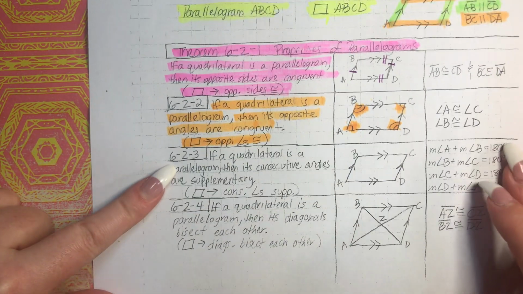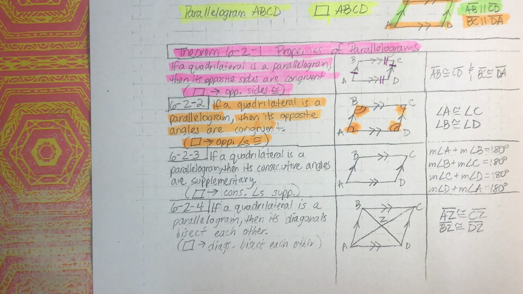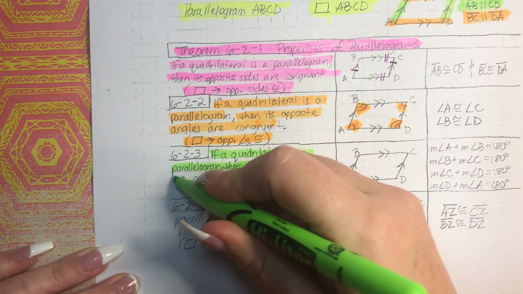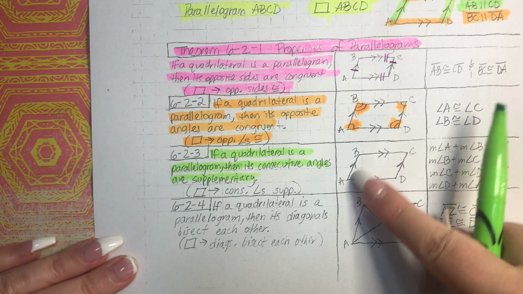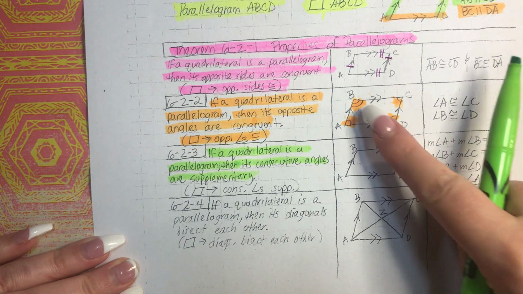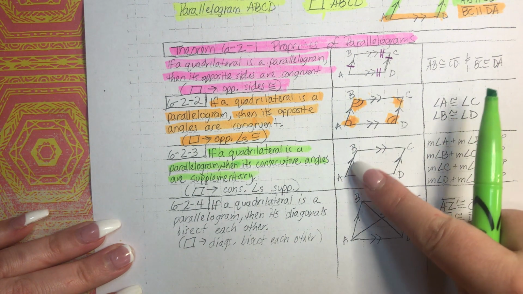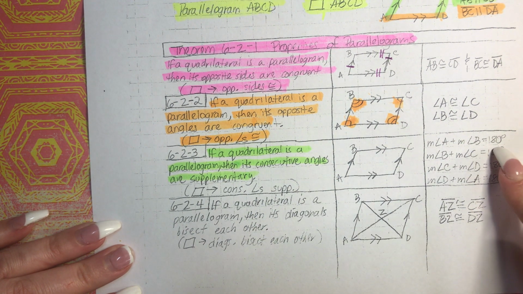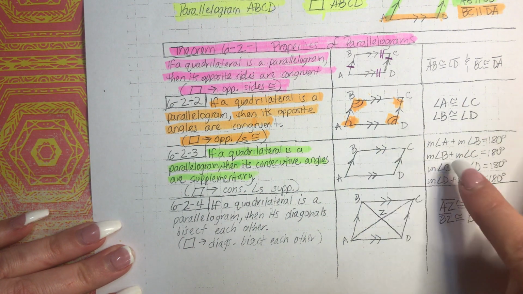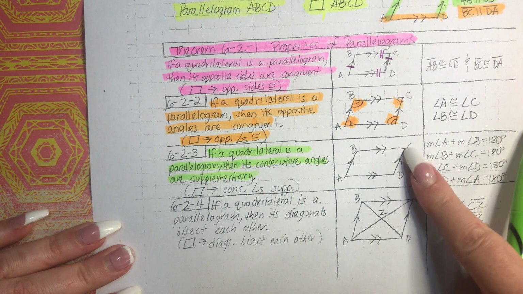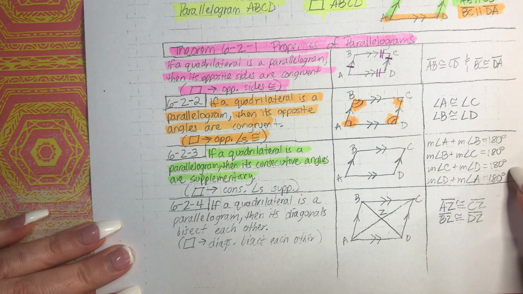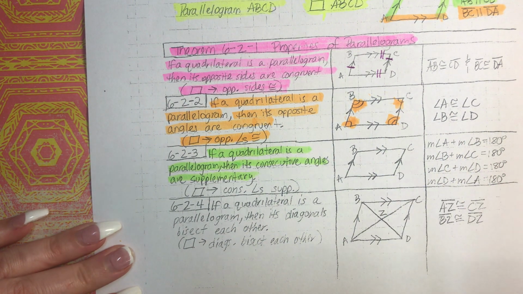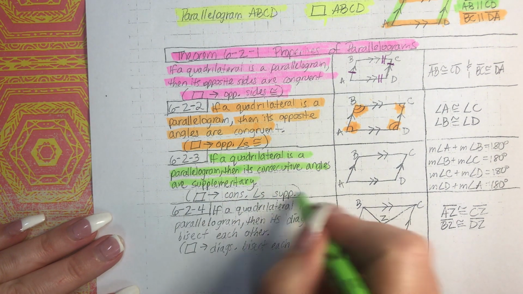The third theorem states if a quadrilateral is a parallelogram, it has to be a parallelogram, then its consecutive angles are supplementary. Consecutive means the angles that are right next to each other. Opposite angles are across, so B and D are opposite, and A and C are opposite. So angle A and angle B are supplementary, which means they add up to 180 degrees. B and C are supplementary, they add up to 180 degrees. Angles C and D are consecutive and supplementary, they add up to 180 degrees. And finally, angle A and angle D are consecutive, right next to each other, so they're supplementary, which means they add up to 180 degrees. So if you have a parallelogram, then the consecutive angles are supplementary.